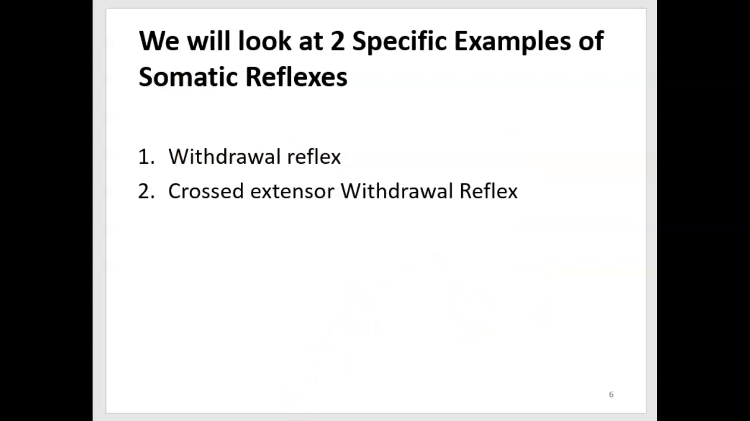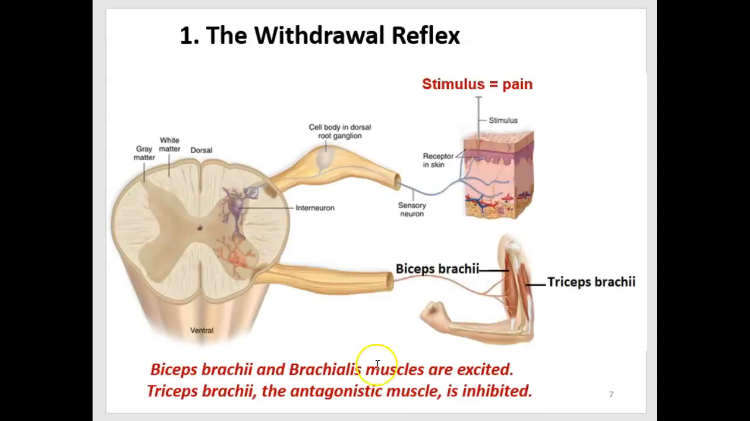We're going to look at two specific examples of somatic reflexes. One is a withdrawal reflex that we often experience with pain, and the other is called a crossed extensor withdrawal reflex, which is similar, but it's going to describe what happens to the opposite side of the body. So let's first just look at a simple withdrawal reflex. It's just like we looked at before. You have first a receptor that detects pain.